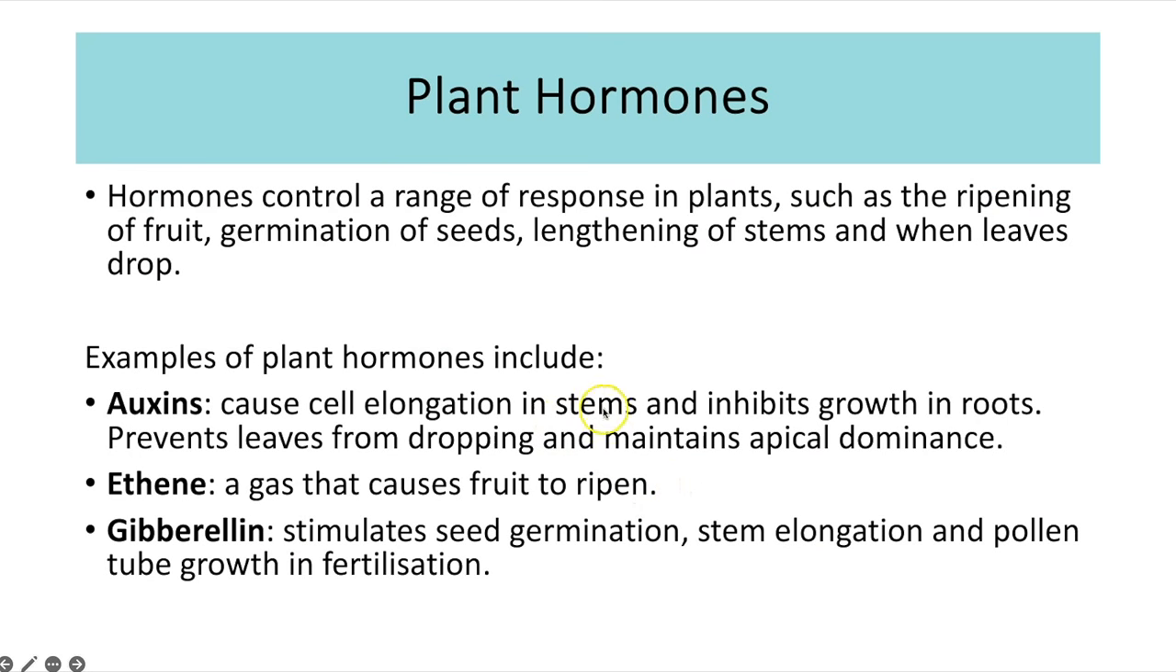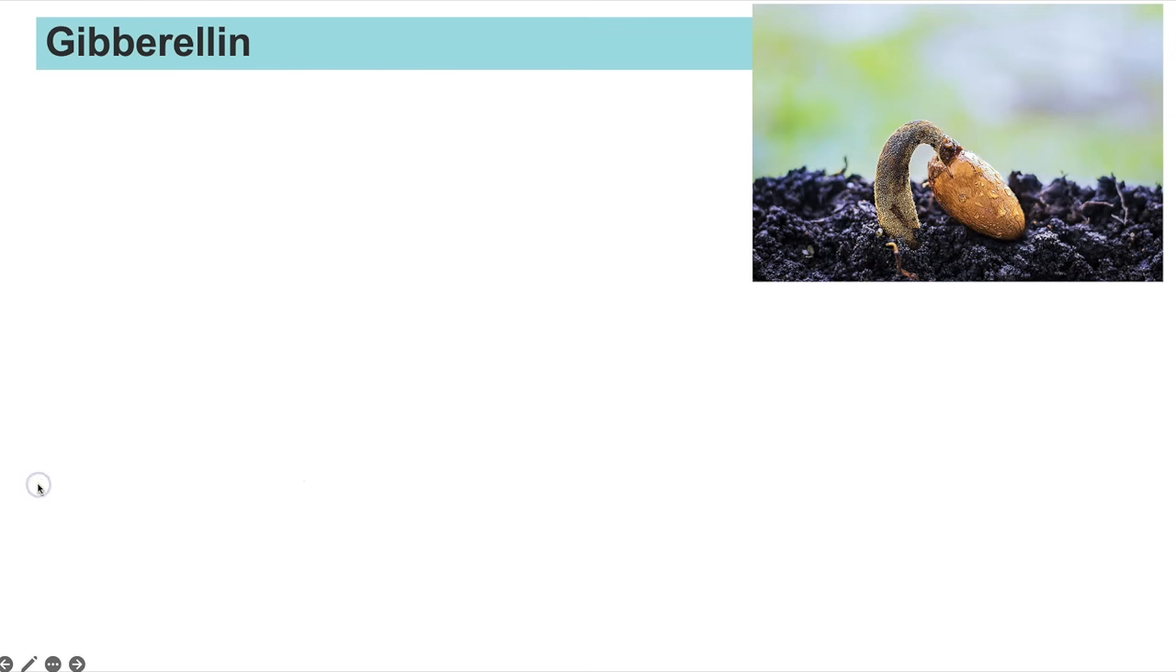So plant hormones then control a range of responses in plants, such as the ripening of fruit, germination of seeds, and as we just saw with the IAA, the lengthening of stems and when also leaves drop. Examples of plant hormones include auxins, which is what we just went through with IAA, ethene, which is a gas that causes fruit to ripen, and gibberellin, which stimulates seed germination, stem elongation, and pollen tube growth in fertilization.